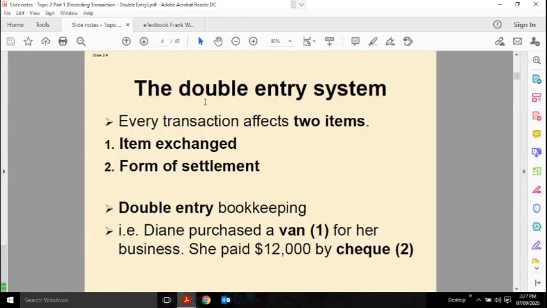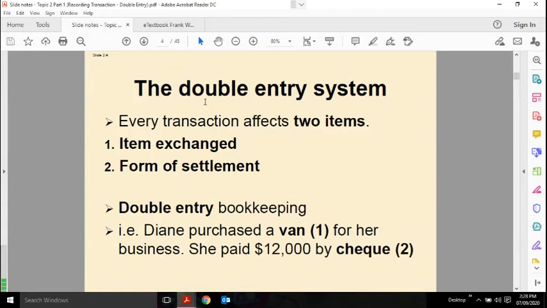Now, the double entry system. As I taught you last week, for each business transaction in accounting, we have to apply the concept of dual entry, also known as the double entry system. Meaning you have to record it twice. There are two accounts affected, and how the transaction is affected is based on two things. How to classify the entry is based on these two things.